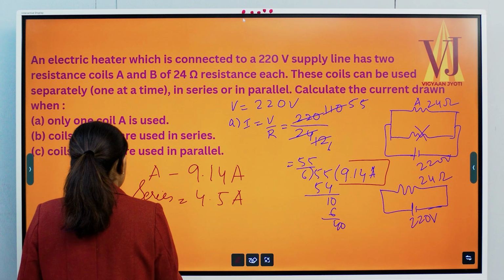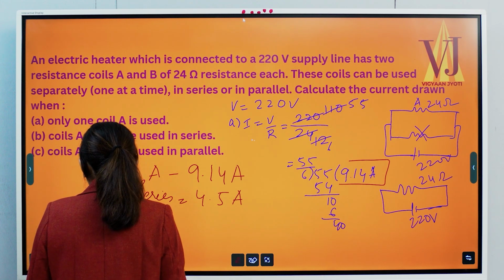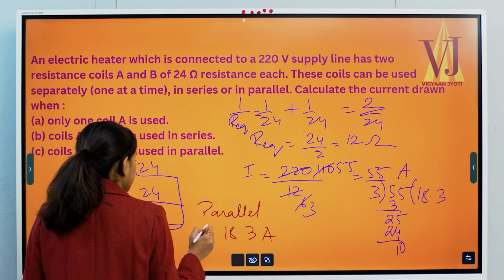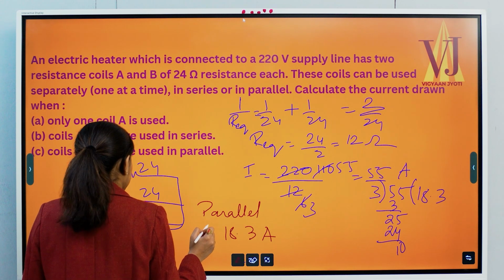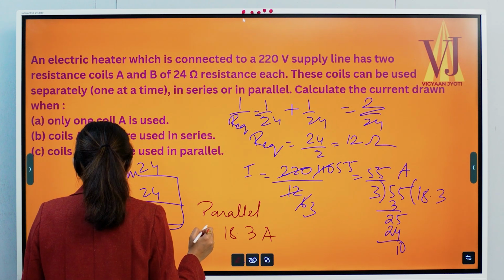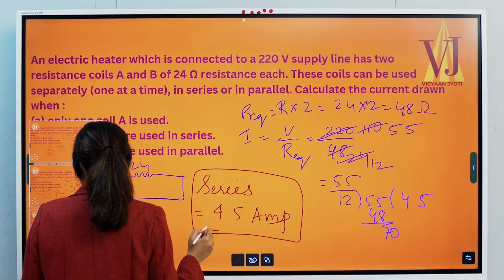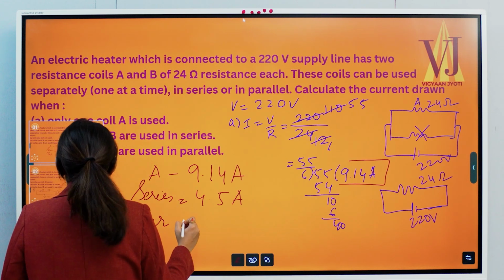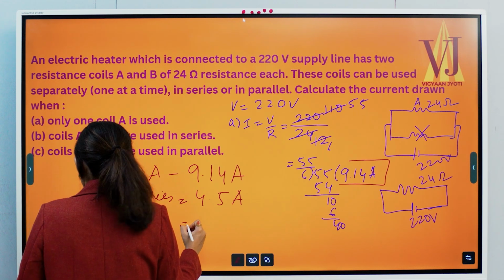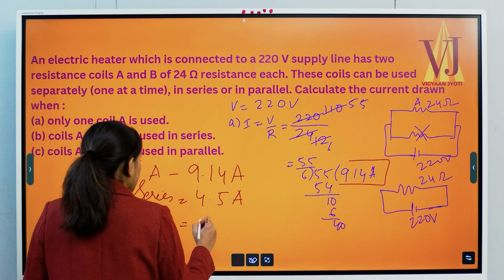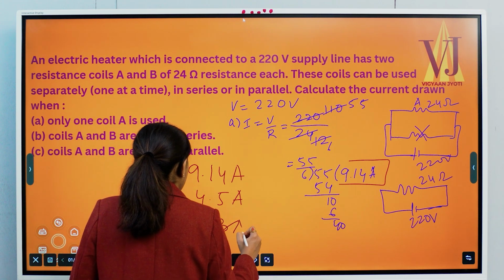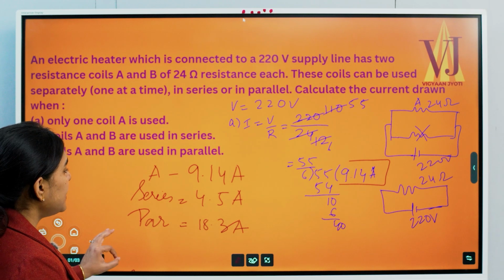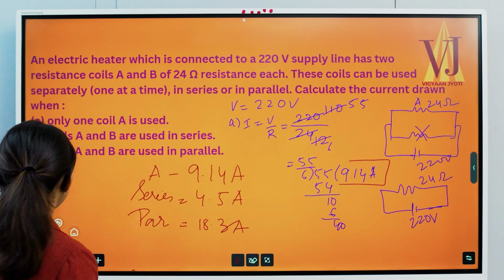Okay, and if it is in parallel, then it's 18.3. So we can see in parallel combination the current drawn will be the maximum. Clear? Next.